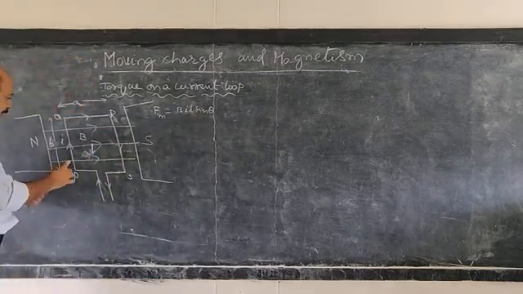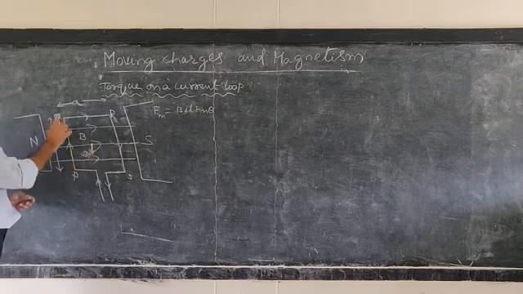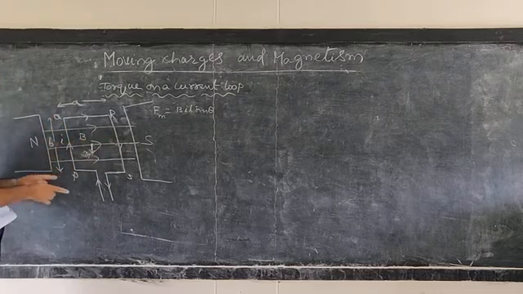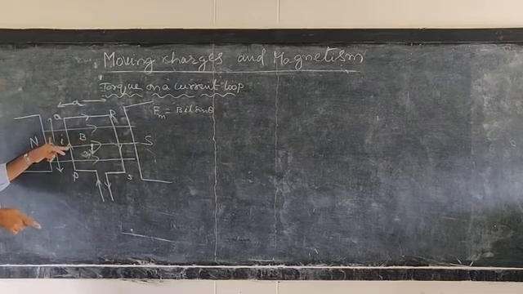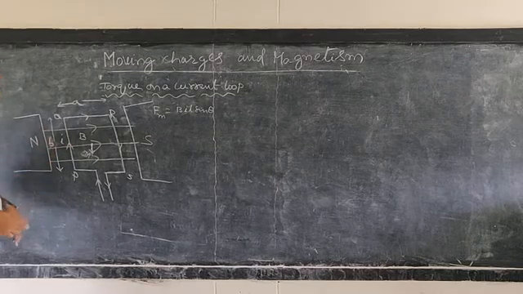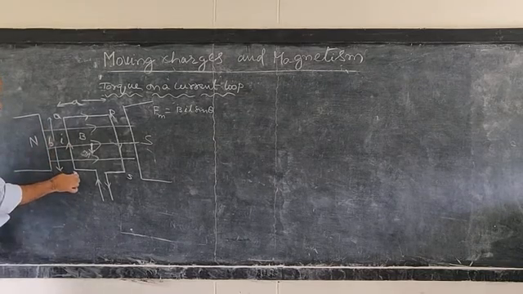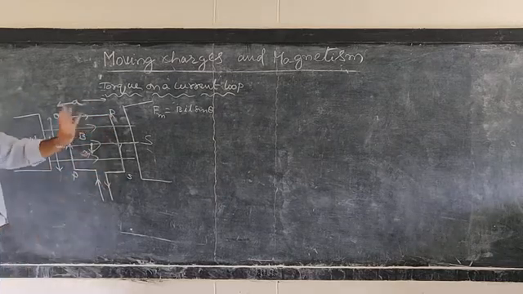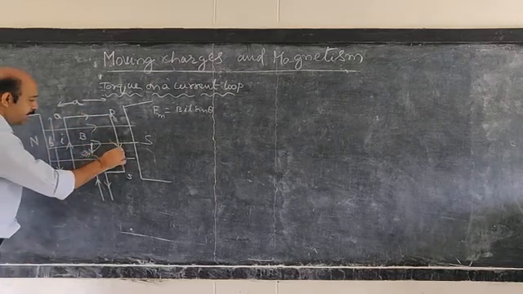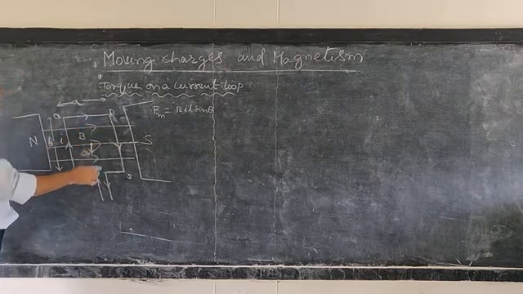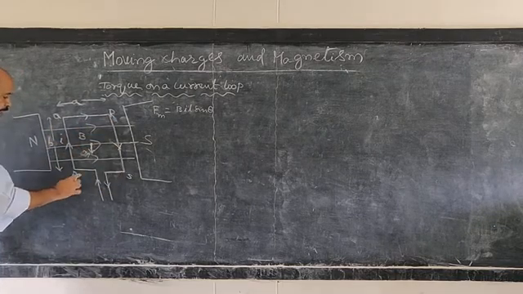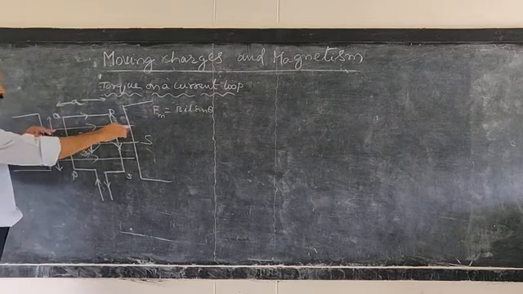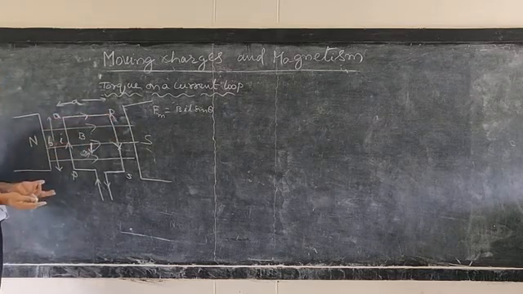For the current element, you observe, in this direction, the magnetic field is like this. So the angle between the current element vector and the magnetic field vector will be 90 degrees. Therefore, these sides PQ and RS will experience a magnetic force, whereas these sides QR and PS will not experience any force because the magnetic field direction and current direction are the same.